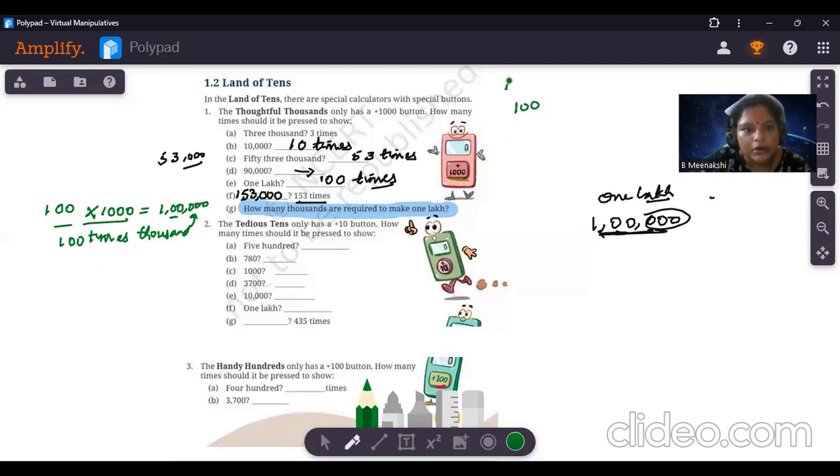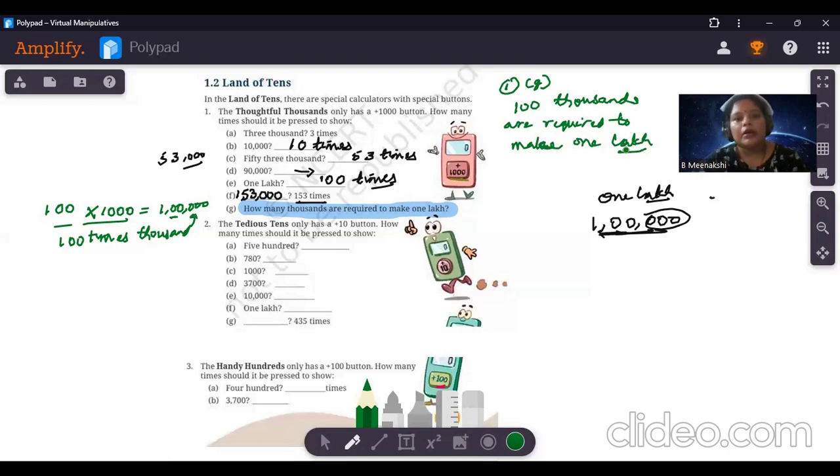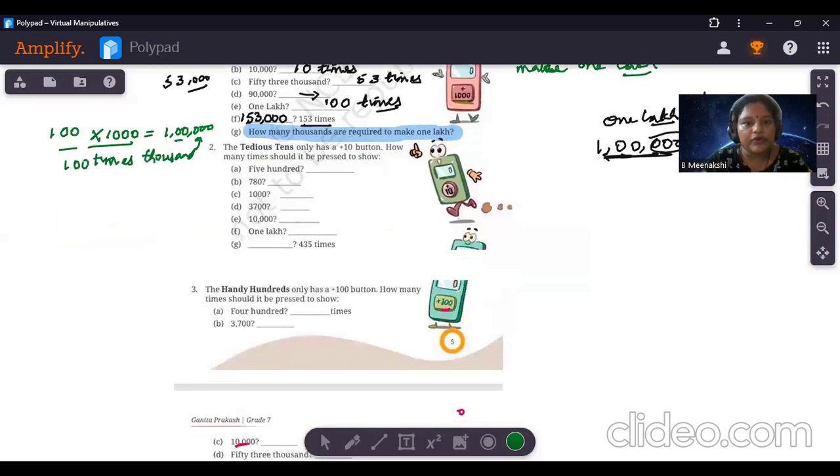So you can write it over here: 100 thousands are required to make 1 lakh. So we are done with thoughtful thousands. Now let us go to our next part.